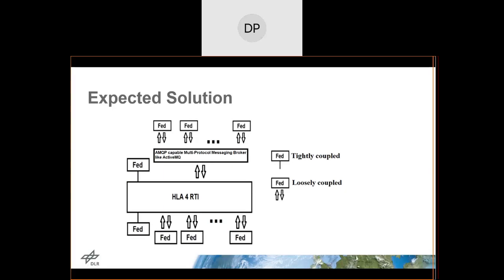And for an explanation, you can see here the tightly coupled federations which need to be linked against a dedicated RTI library, that is tightly coupled, and what we want to have is loosely coupled, as loosely coupled as possible, federates.